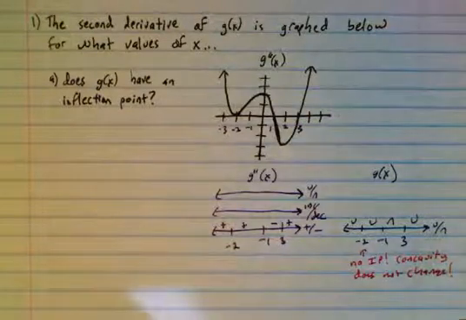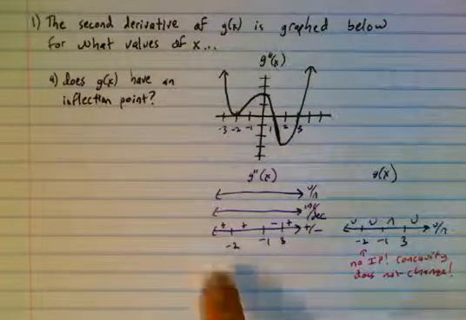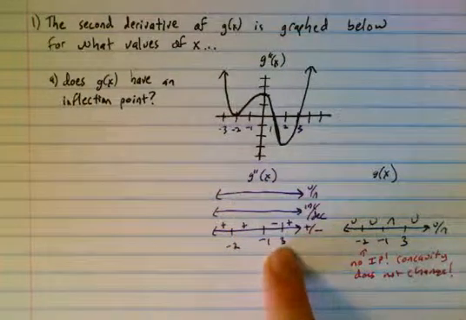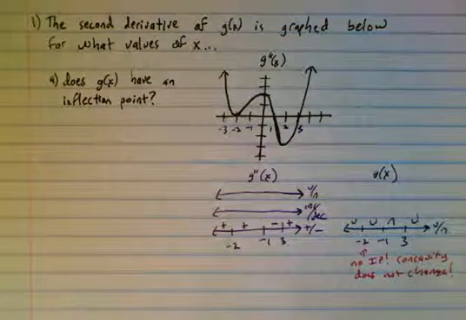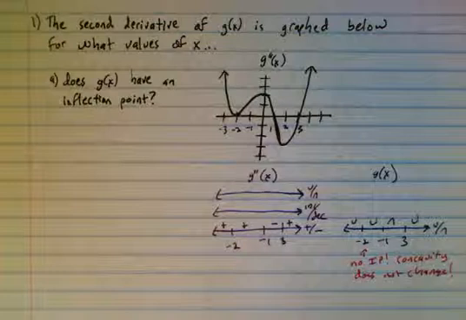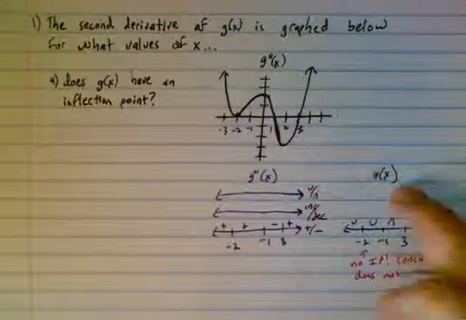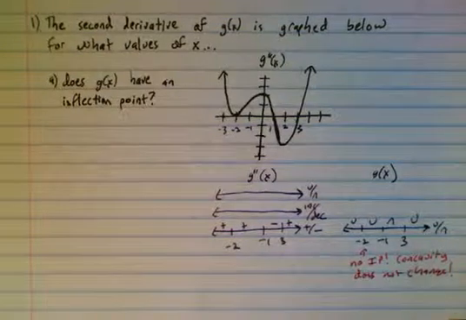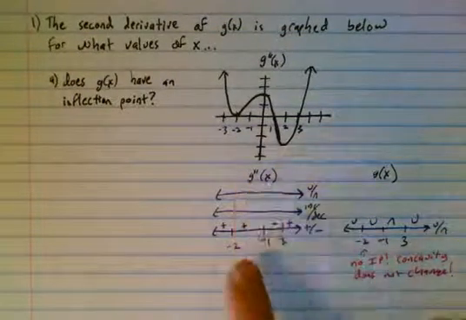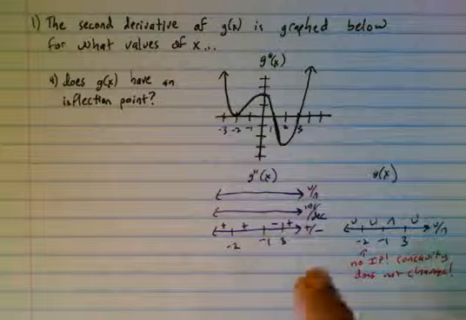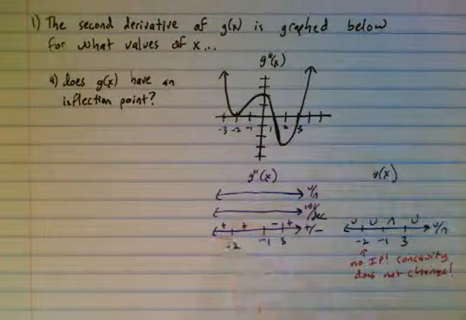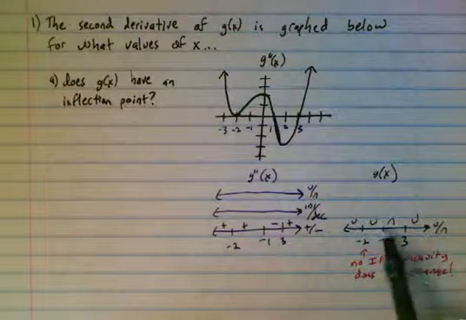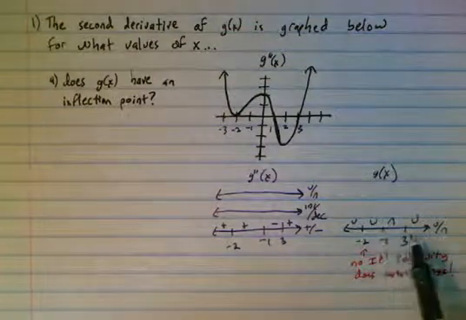It's very tempting for people to say, oh, okay, g double prime of x is 0 at -2, -1, and 3. Therefore, all of those are inflection points. No, no, no, no, no. An inflection point occurs when concavity for g of x changes from concave up to concave down or vice versa. So we're looking for where g double prime of x changes sign. So positive to positive, not an inflection point. So our answer then is that g of x has inflection points here and here.